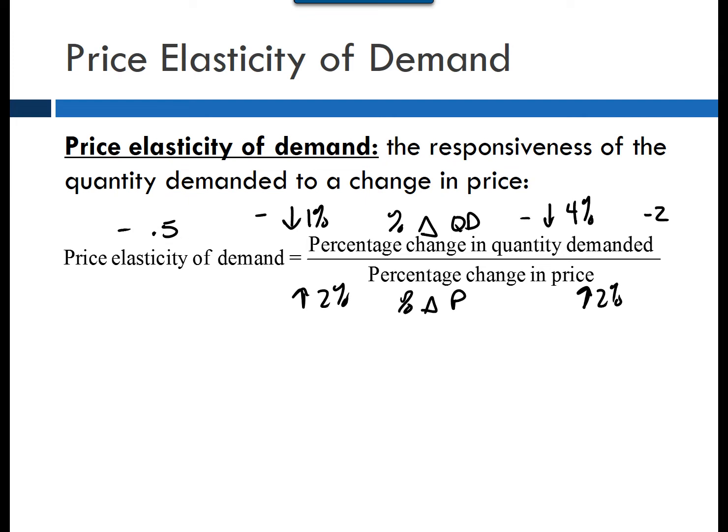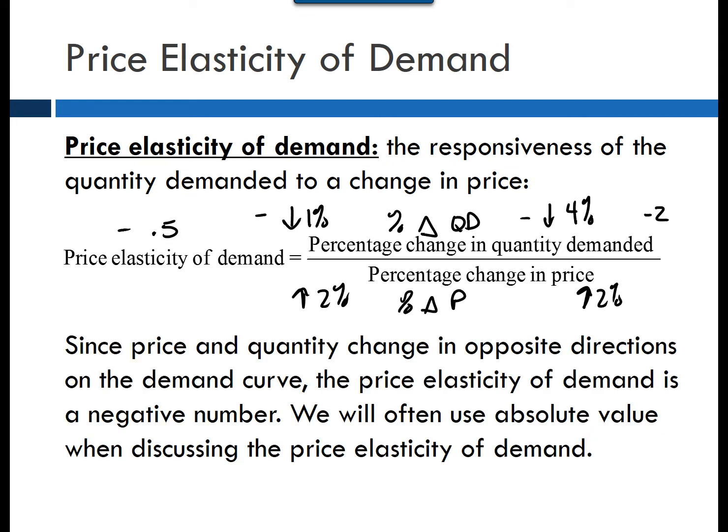So a couple things here. Price elasticity of demand is always negative. So they're always moving in opposite directions, right? So this number is always going to be negative. So we use the absolute value when we determine what this means, okay? So for price elasticity of demand, we'll kind of ignore that negative sign because we know that this will always be negative because these two things move in the opposite direction.